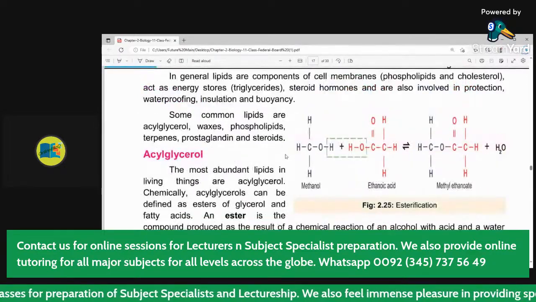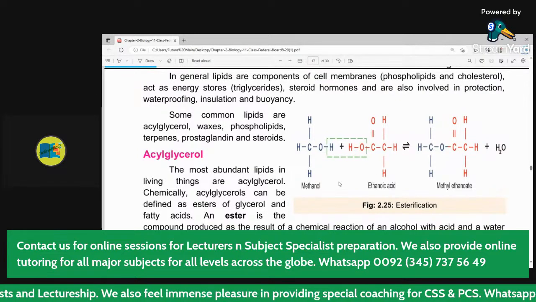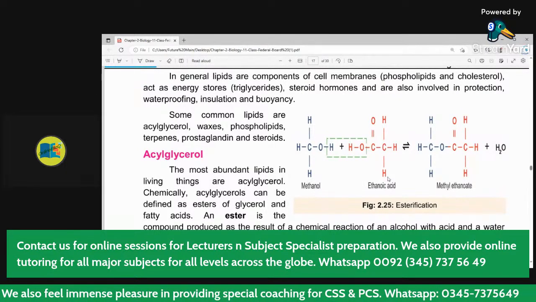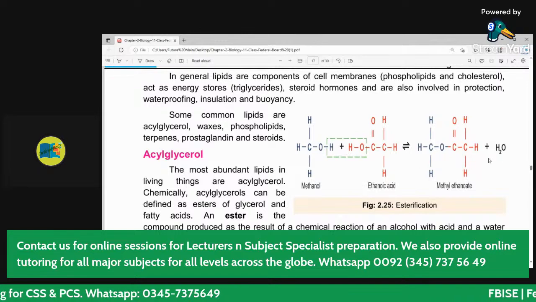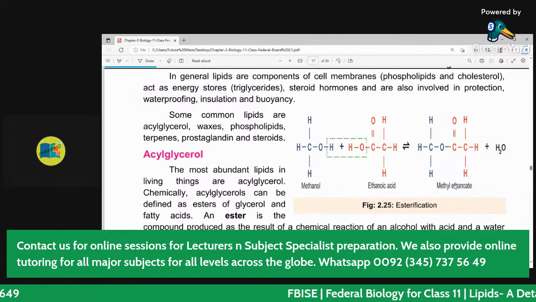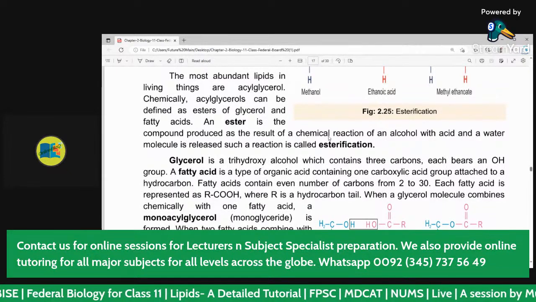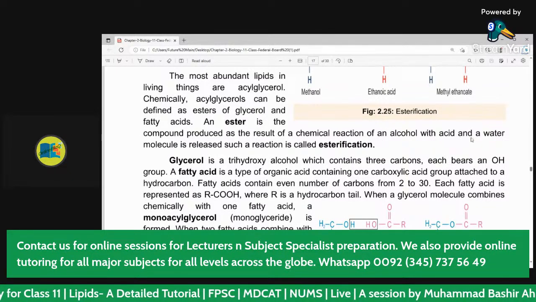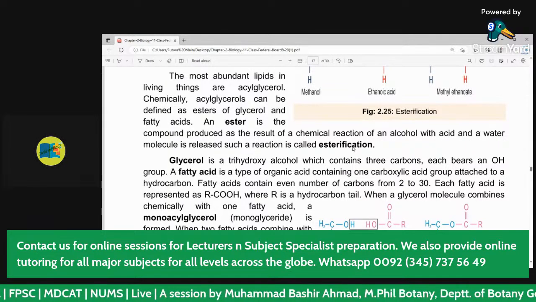Here we can also see this is an alcohol reacting with a carboxylic acid. The alcohol is methanol, and the carboxylic acid is ethanoic acid. A dehydration reaction occurs. Water is released along with the formation of methyl ethanoate, an ester. An ester is the compound produced as the result of a chemical reaction of an alcohol with an acid, and a water molecule is released. Such a reaction is called esterification.